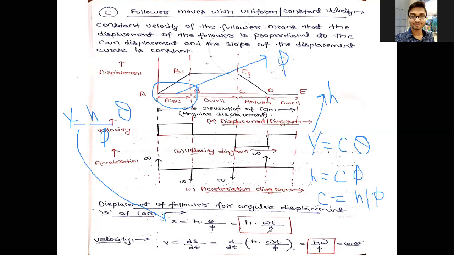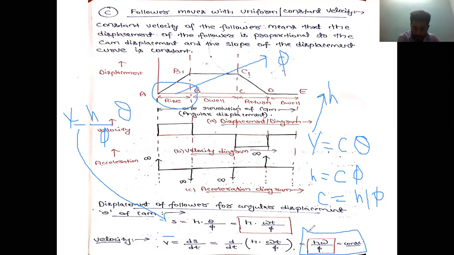Now if I differentiate this displacement with respect to time, I will get the value of velocity. So velocity v is equal to ds by dt, that means d by dt of s. s is h into omega t by phi. Here I can take out h omega by phi outside the bracket. Then d by dt of t is 1. So the final formula for velocity becomes h omega by phi.